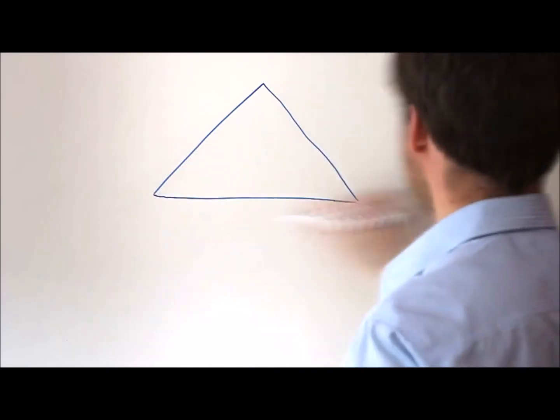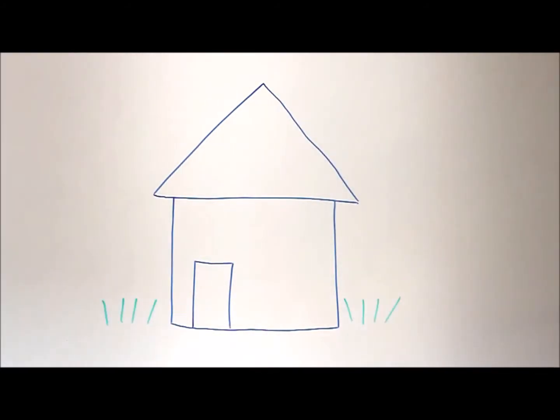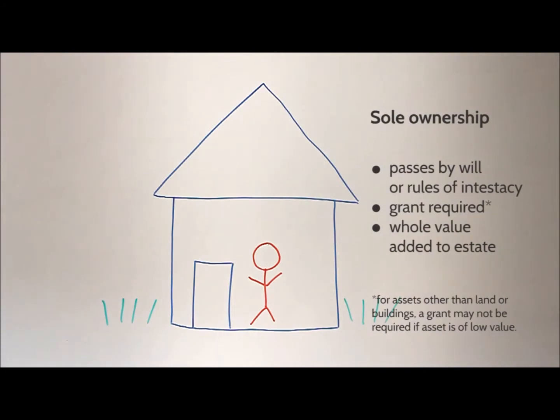Taking the example of a house, it may have been owned solely by the deceased. In that case, it will pass to others or be sold according to the will or intestacy. A grant of representation is required to sell or transfer the house, and the whole value is added to the estate for inheritance tax.